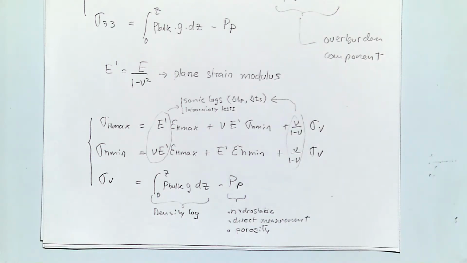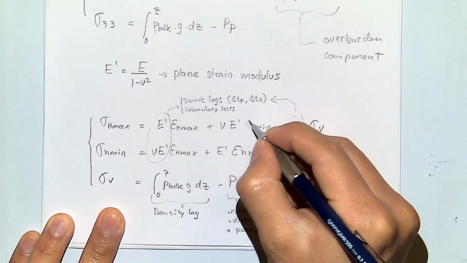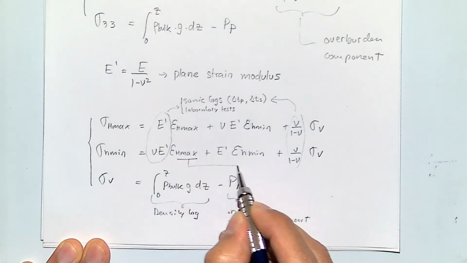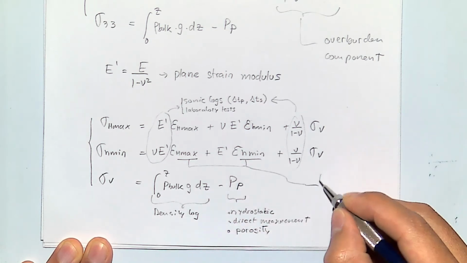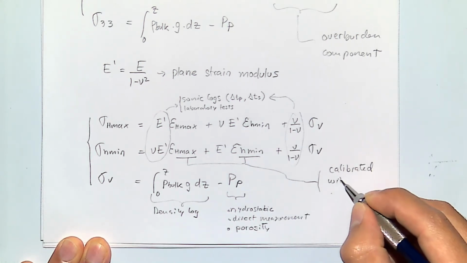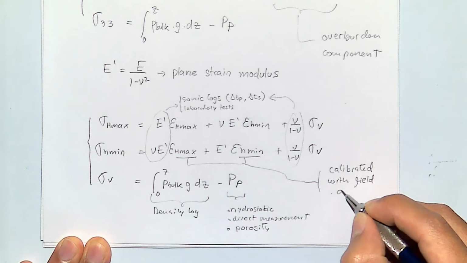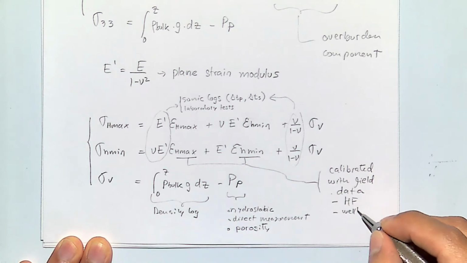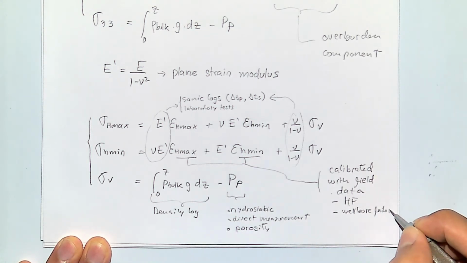What are we missing? What we don't know for sure? The strains. We don't know the strains, right? We are building a model, but actually we don't know the strains. The two strains, the tectonic strains, are going to be calibrated with field data. And that may come from a hydraulic fracture or from wellbore failure or from some other type of measurements.